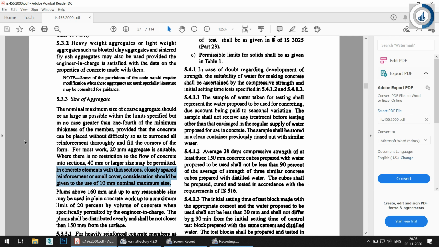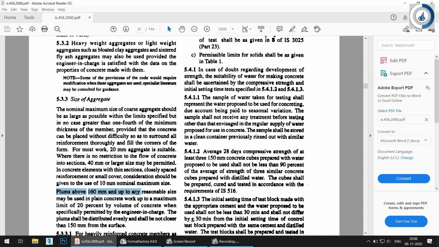So plums above 160 mm. Before explaining this, I would like to say that plum is nothing but the boulders or big size stones, which usually size between 160 mm to 300 mm. So plums are nothing but big boulders or big size stones.